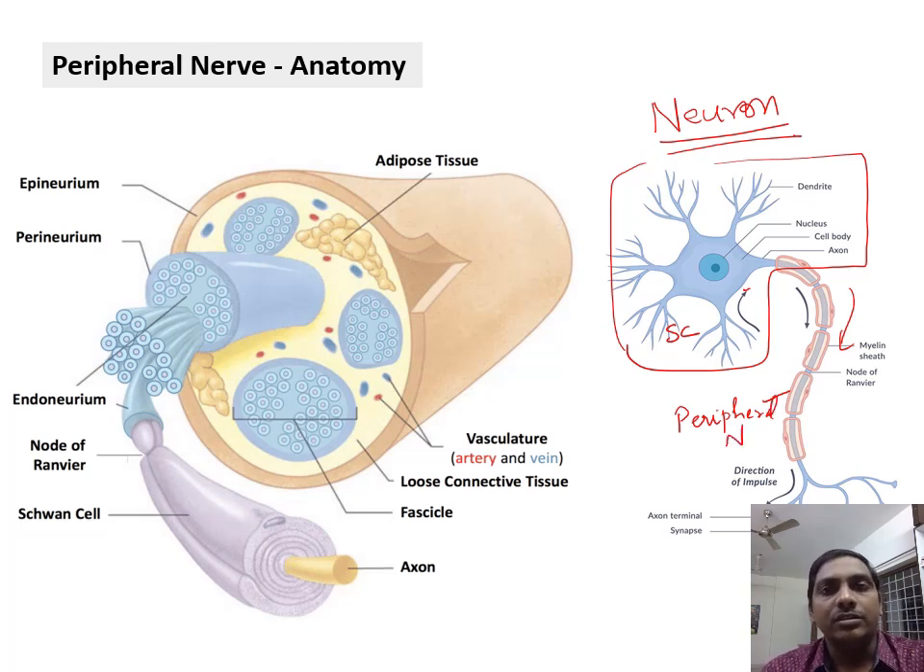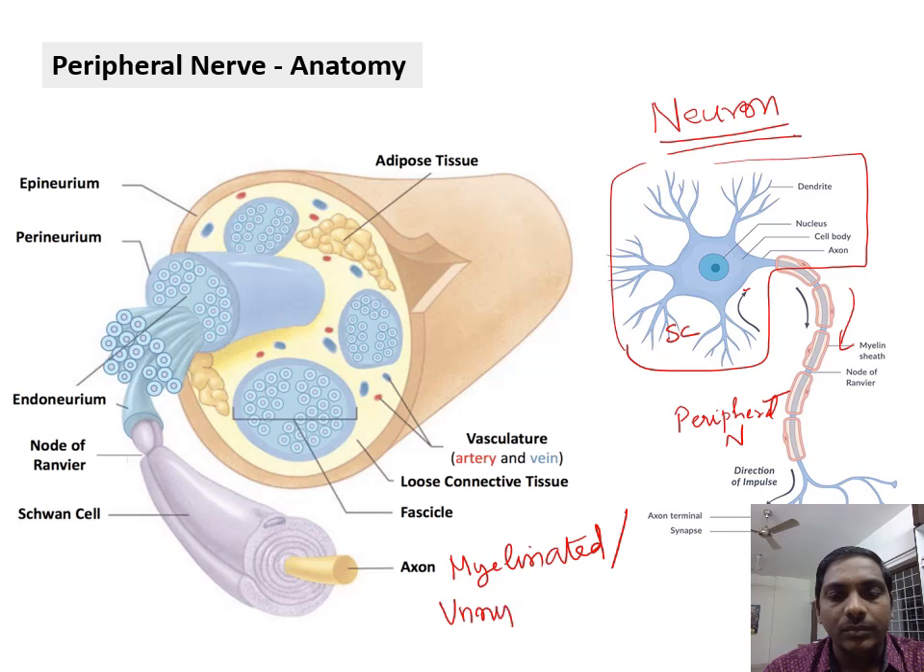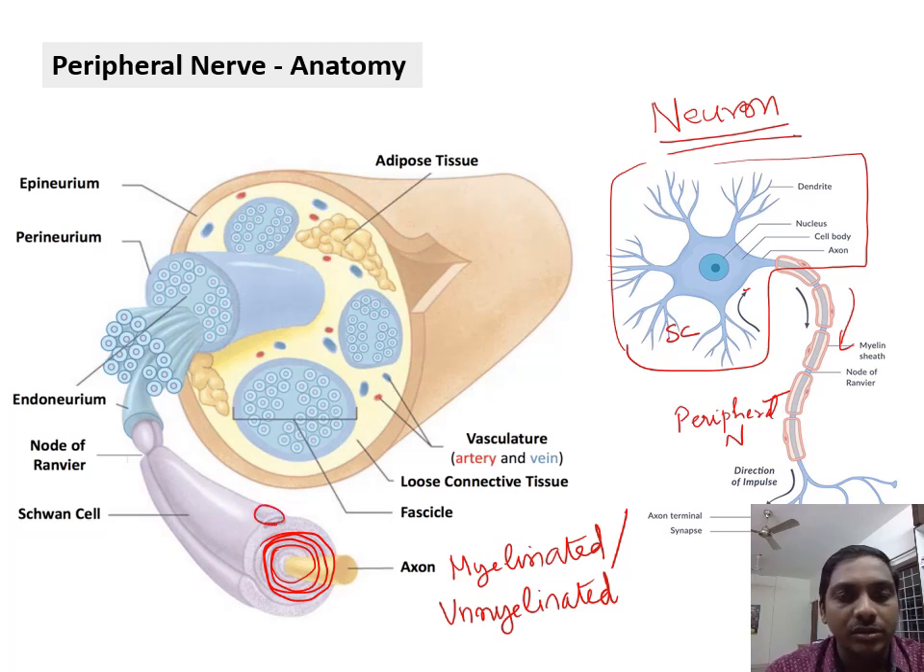If you look at the entire classical anatomy of this peripheral nerve, you see it has an axon. This axon can be either myelinated or unmyelinated. Myelinated axons are surrounded by a multilaminated layer, called the multilaminated myelin sheath, and these axons are always supported by Schwann cells. These are called Schwann cells.